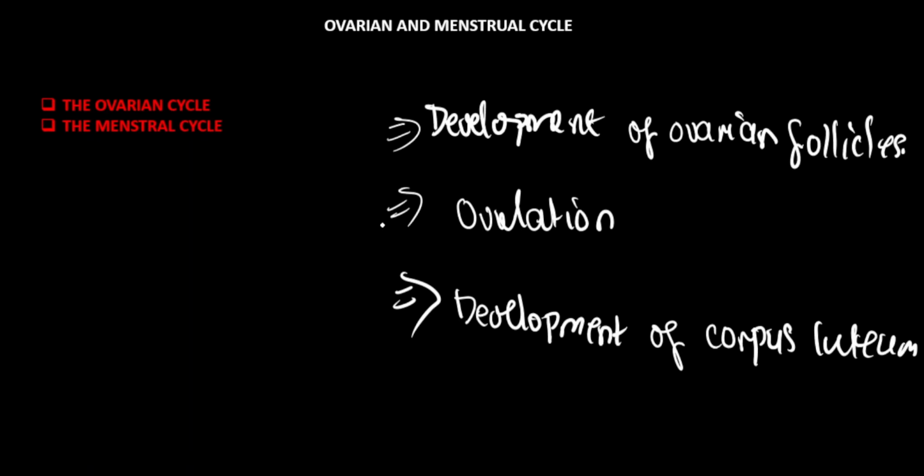So as we would go on to see, the menstrual cycle is a part of the ovarian cycle. However, the three major processes that are featured in the ovarian cycle are, first of all, the development of the ovarian follicles, then ovulation, and then the development of the corpus luteum. And we'll take a look at these three processes individually.